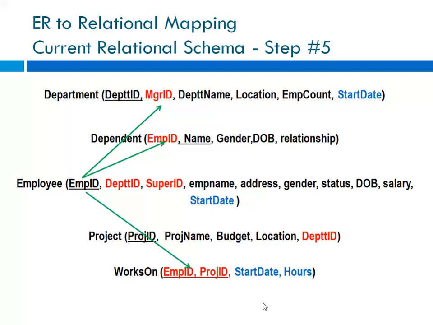Then the employee's primary key, employee ID, is given in the works on table, and the project table's primary key is used as a foreign key in the works on table. Both employee ID and project ID will make a composite key. Department ID is given to the employee table as a foreign key, and employee ID will be given as a supervisor ID in the same table to define the relationship of the employees with their supervisors.